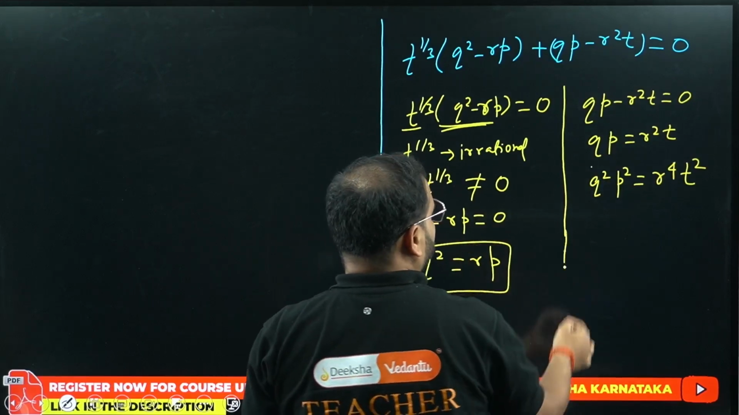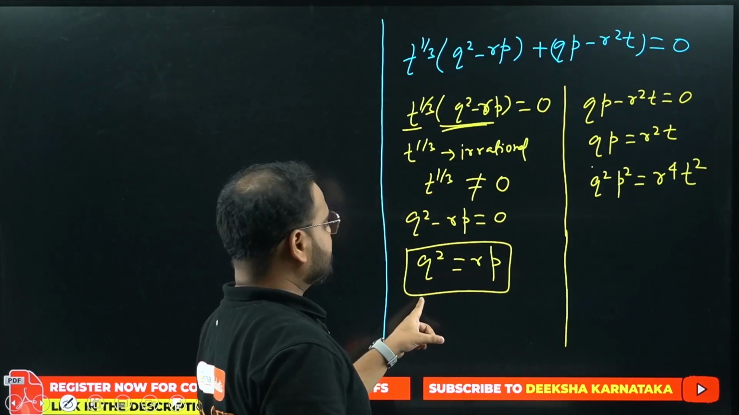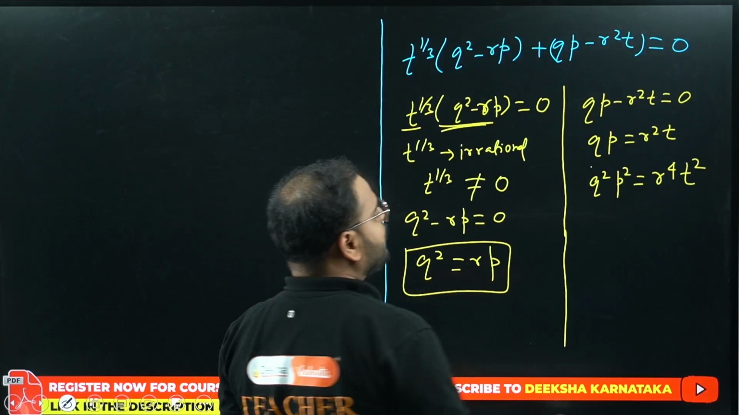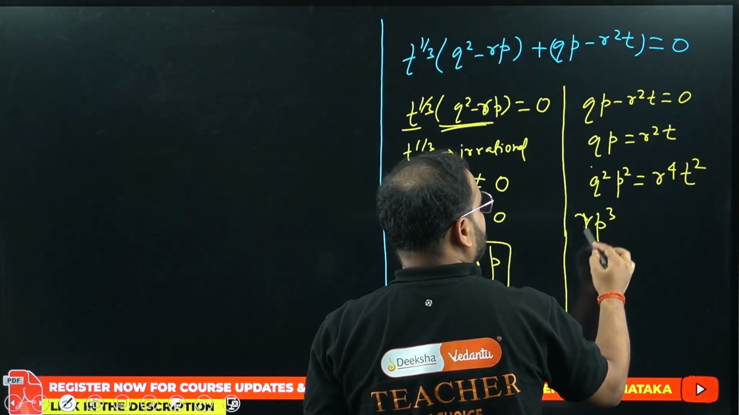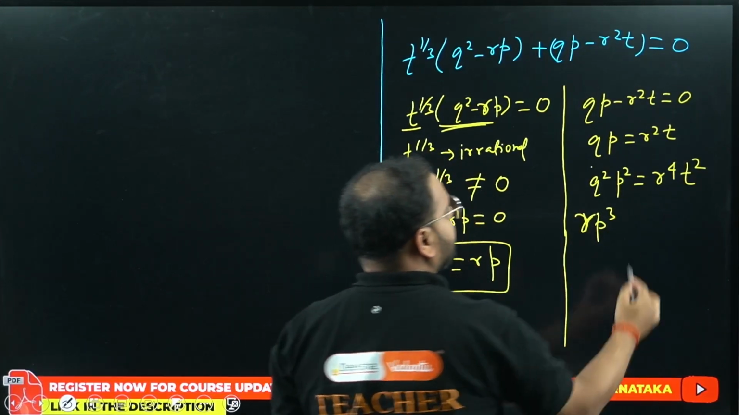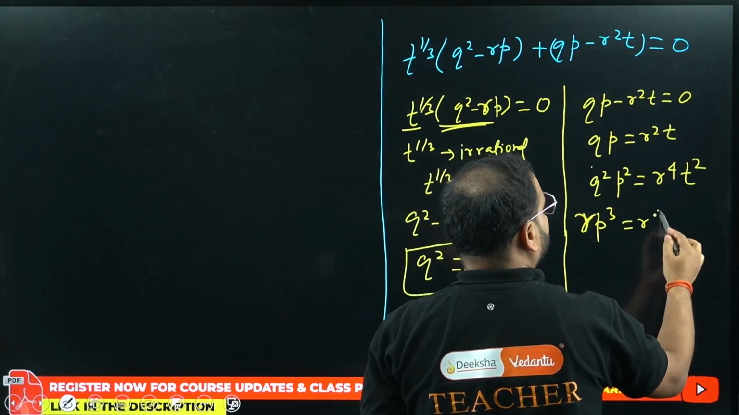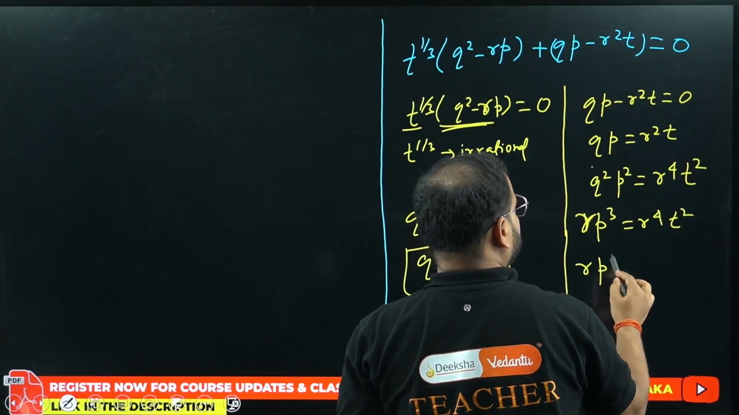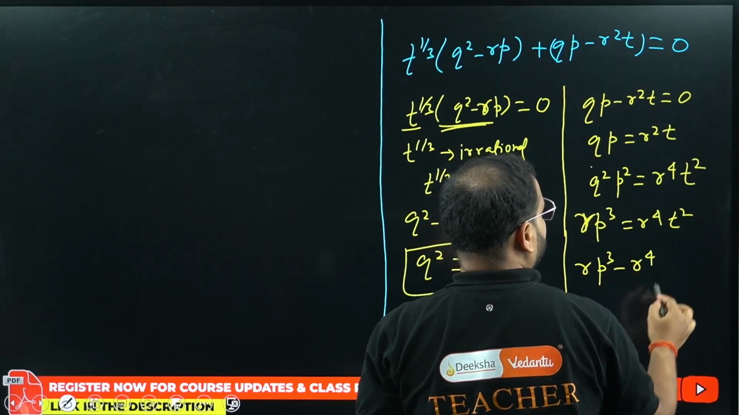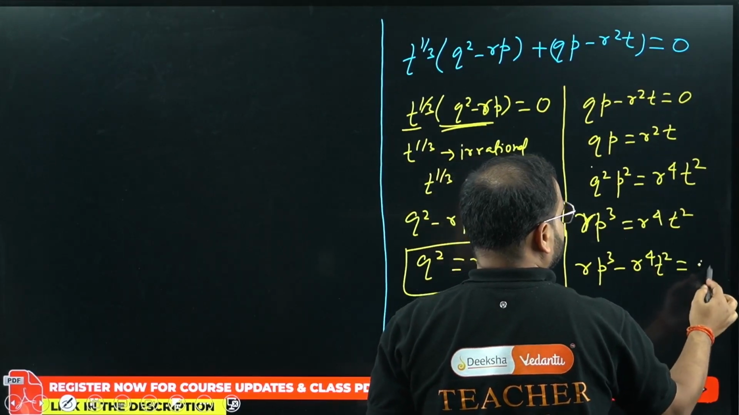Now I'll put the value of q square from here. Please check. So this will become rp is there, no? So it will become r p cube. What is this? This is r. Rp cube equals to r power 4 t square. I'll bring this whole thing over here. It'll become rp cube minus r power 4 t square equals to 0.